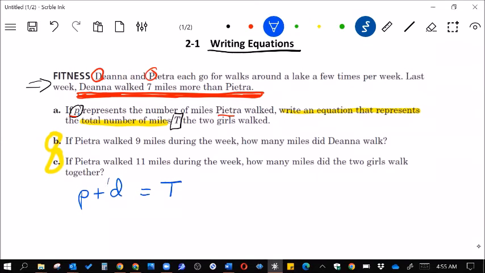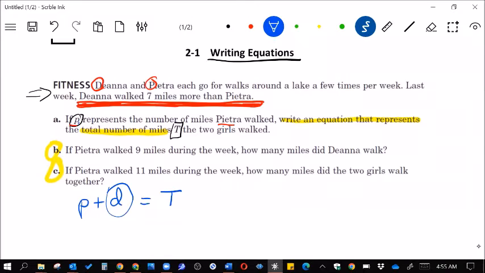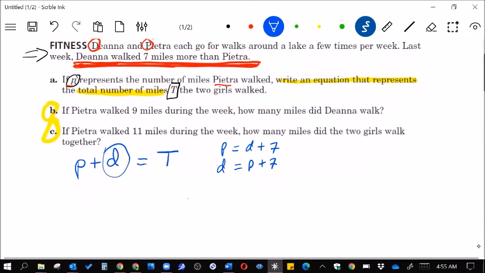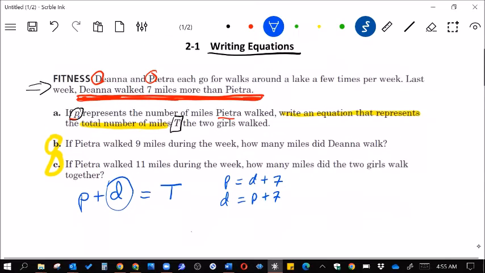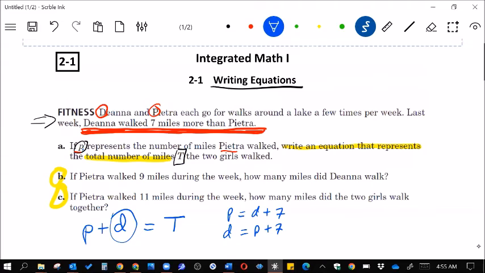But we know that this person walked more. So Deanna walked 7 more than Pietra. So what we need to figure out is, does that mean it's something plus 7? Which one is it plus 7? Well, there's an easy way. Is it that Pietra's is equal to Deanna's plus 7? Or is it Deanna's is equal to Pietra's plus 7? So we want to analyze and make sure which way it is. Or is it a minus 7? It doesn't look like it. It says more, so that means it's going to be a plus.